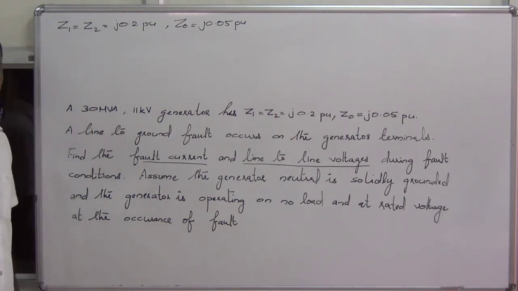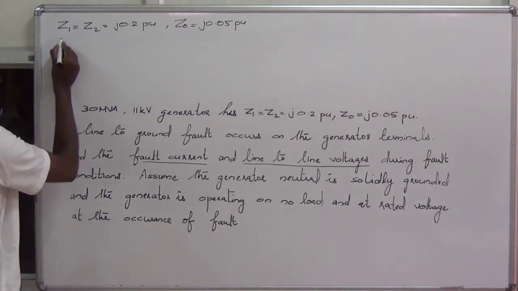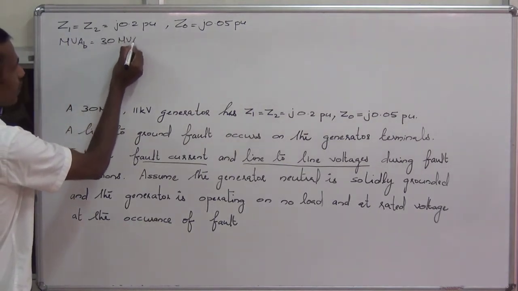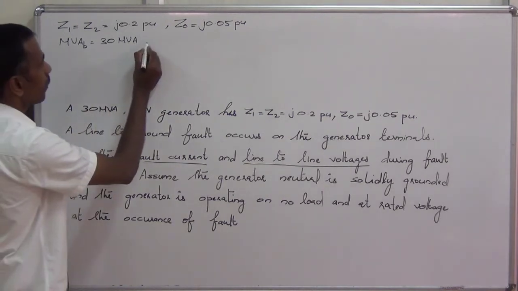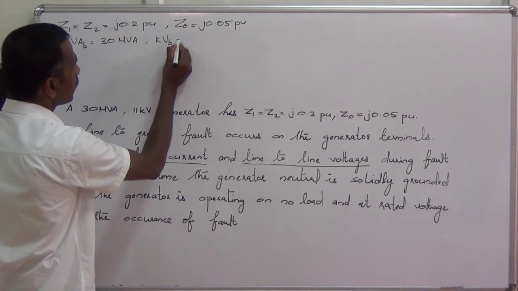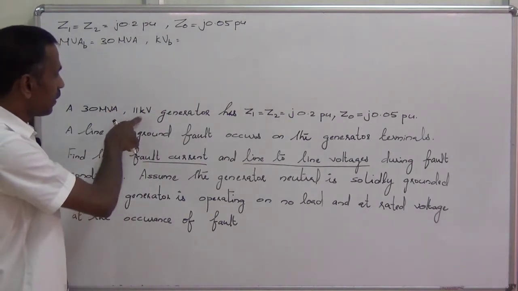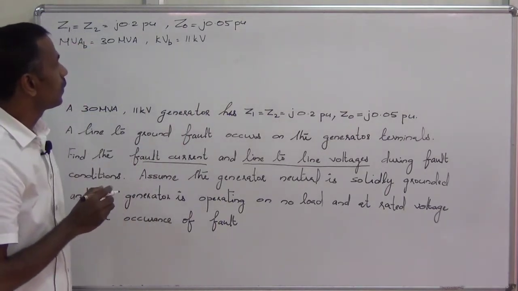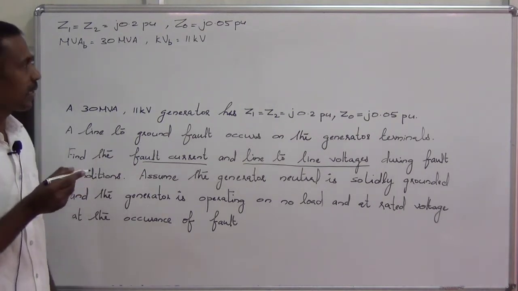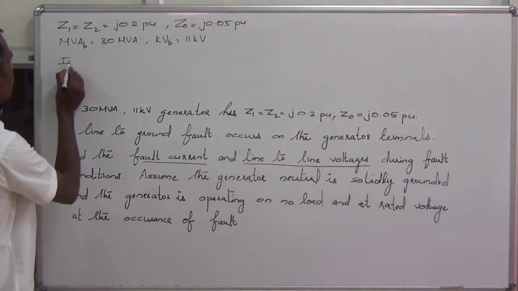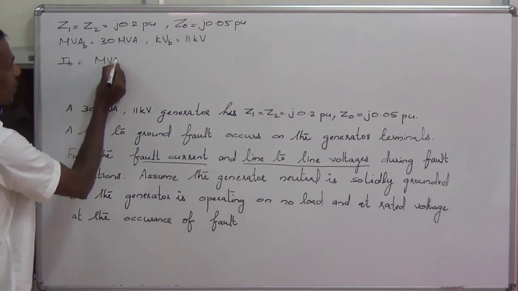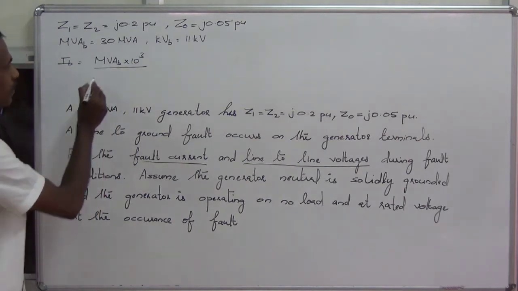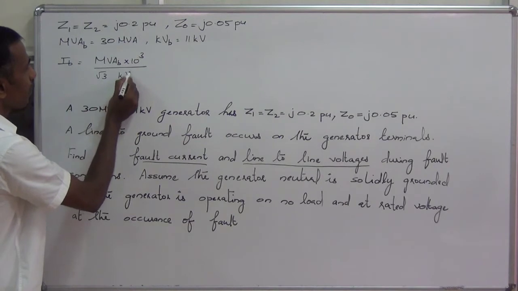This 30 MVA can be taken as base MVA. So, MVA base equals 30 MVA, and base kilovolt equals 11 kV. Now, we can find out the base current. IB is equal to MVA base into 10 raised to 3 divided by root 3 into kV base.